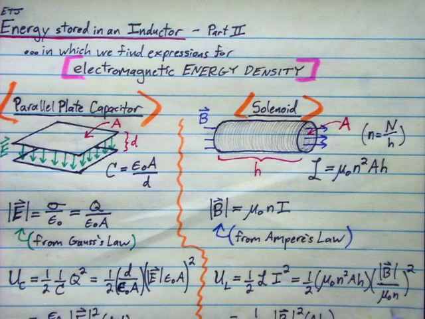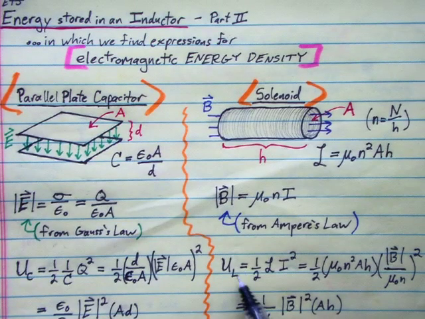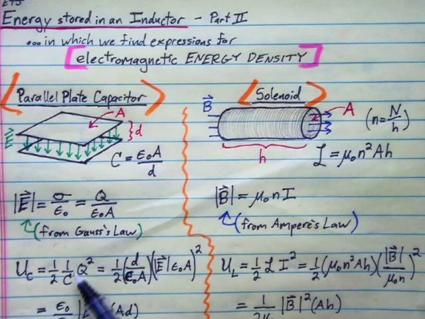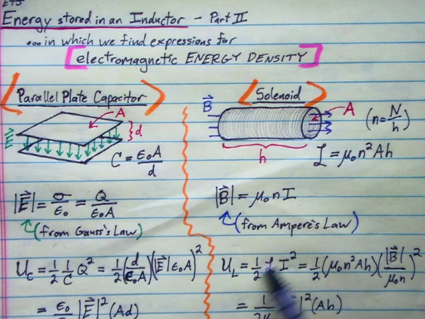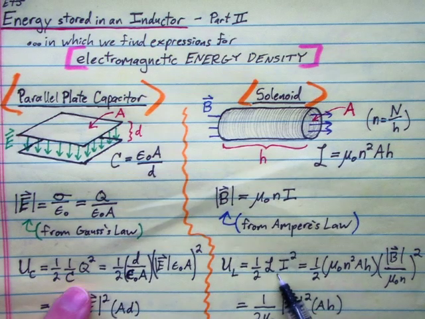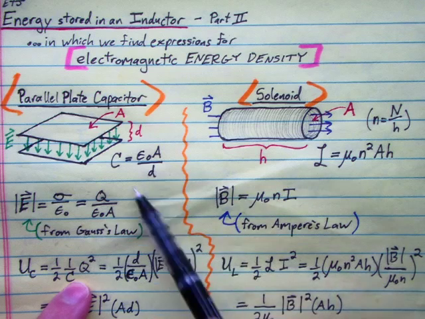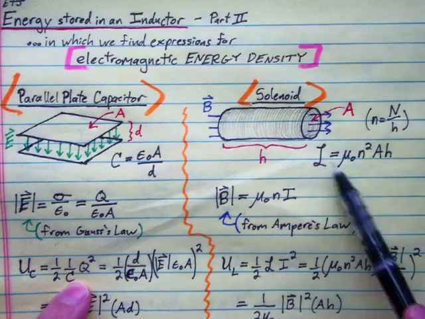Let's write down again the expressions for the energy stored in each of these devices. So in our capacitor, 1/2 times 1 over the capacitance times the total charge on our positively charged plate squared. And here 1/2 Li squared, the inductance times the current running through our coil squared. So with each of these expressions, I'm going to make some substitutions. I'm going to replace capacitance with this. And here I'm going to replace inductance with this expression.